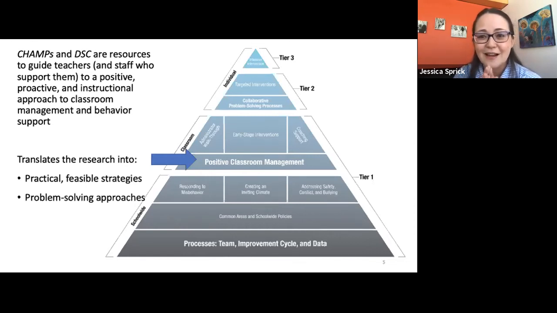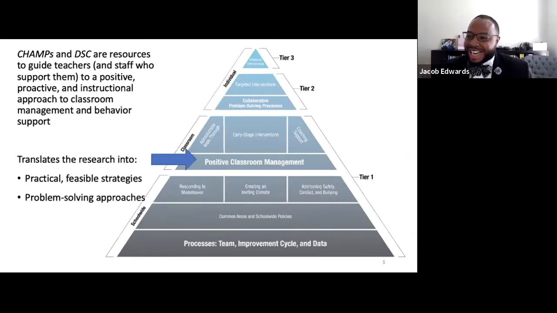Conceptualization forward. Jacob, did you have anything you'd like to add before we move into organization? No, not at this time.